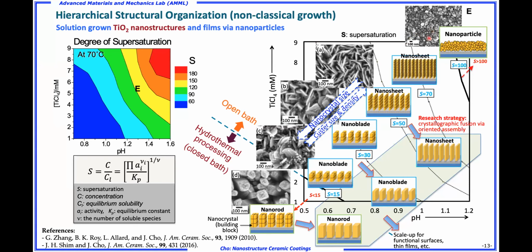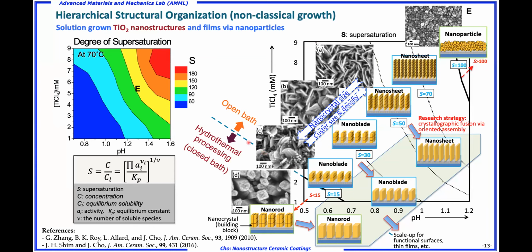In fact, these nanoparticles consist of very small nanocrystallites of anatase. So this is based upon the anatase phase. And then we decrease the supersaturation: 100, 70, 50, 30. And the morphology we observe shows a dramatic change. Around 50, we begin to see some nanosheets, as shown here in the top-down SEM view. And then that is maintained, but the thickness of the nanosheet or nanoplate increases, like a nanoblade, down to about 15 supersaturation.